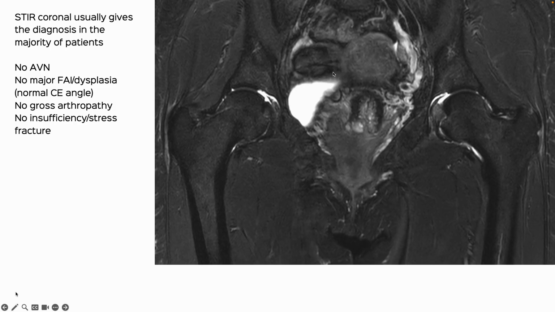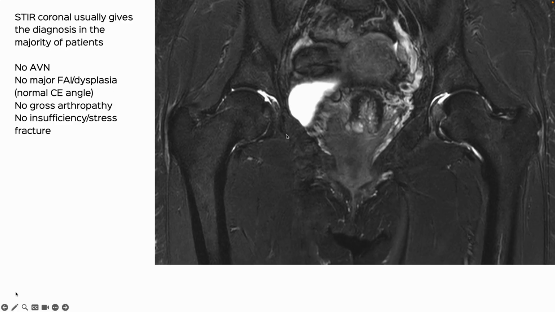sequence we do is a STIR coronal. I remember 20 years ago I gave a lecture on why the STIR coronal is the single most important sequence, because it tells you there and then whether there's any gross pathology or not. So in one sequence you can make out whether there's AVN, major FAI, dysplasia, arthropathy, insufficiency, stress fractures, etc.